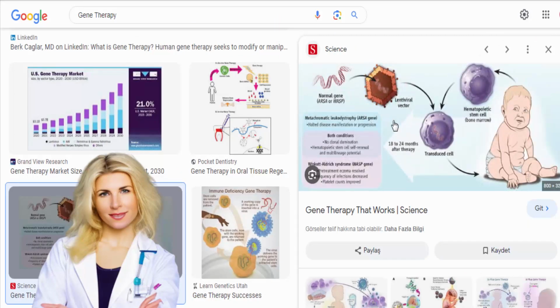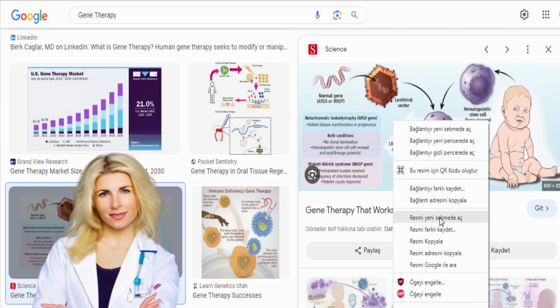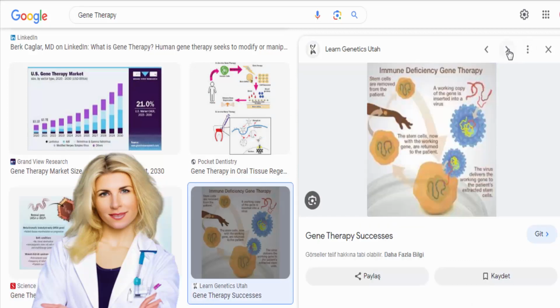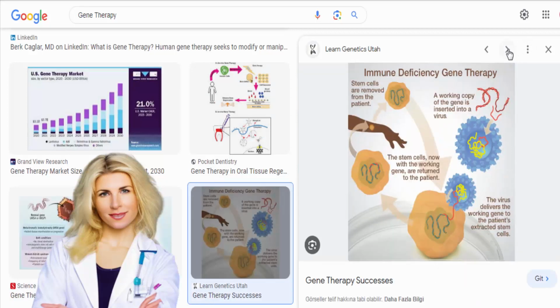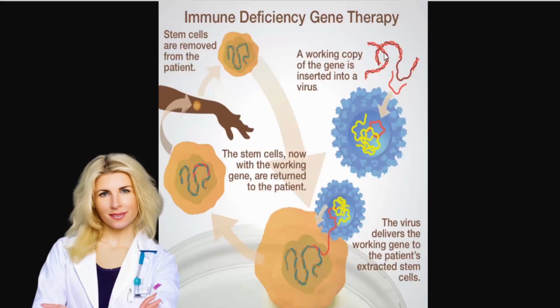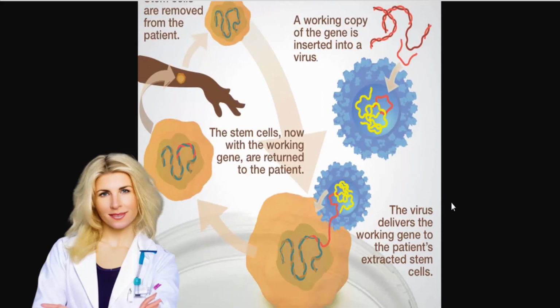Gene therapy is a promising new approach to treating disease, but it is important to note that it is still in its early stages of development. There are a number of potential risks associated with gene therapy, including: the vector may not deliver the gene to the correct cells. The gene may not be incorporated into the cell's DNA properly. The gene may produce the wrong protein or too much protein. The gene may cause an immune response. Researchers are working to address these risks and develop safer and more effective gene therapies.